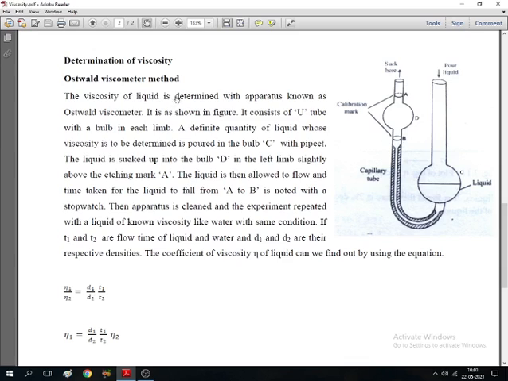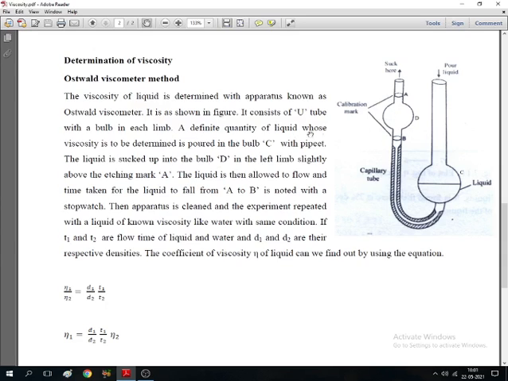The viscosity of a liquid is determined with the apparatus known as the Ostwald viscometer. It consists of a U tube with a bulb in each limb. दोन्हीला एक एक bulb आहे. This is the left side, this is the right side. Here is a bulb, here is a bulb.